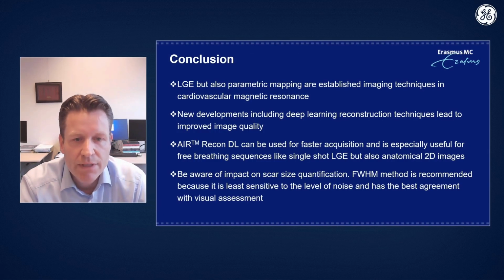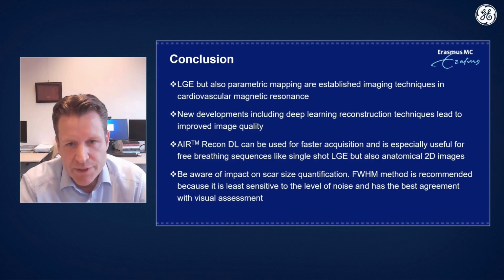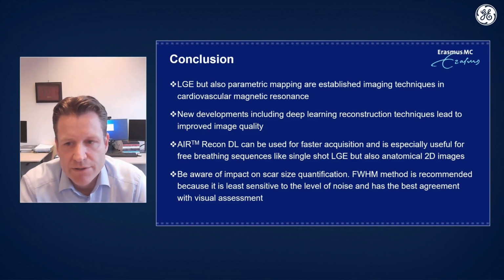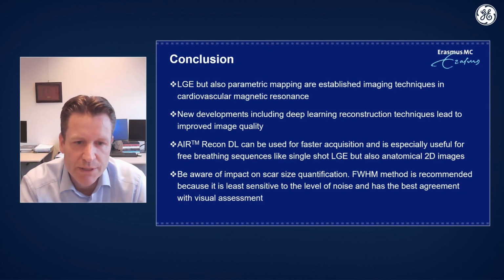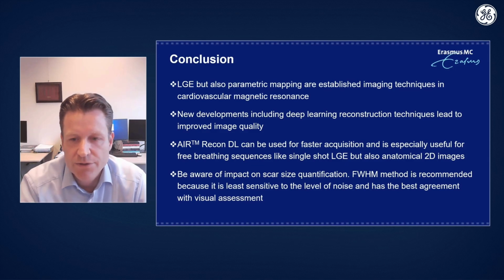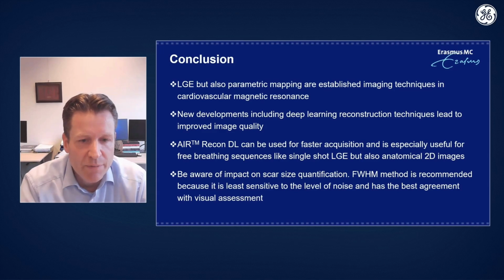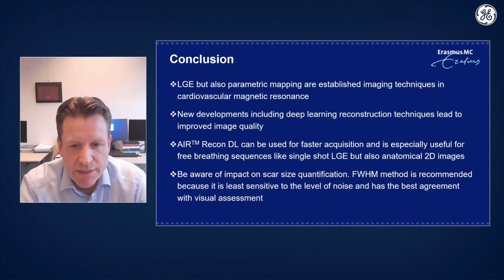So I would like to conclude that late gadolinium enhancement, but also parametric mapping, are established imaging techniques in cardiovascular magnetic resonance imaging. However, new developments, including deep learning reconstruction techniques, lead to improved image quality. Deep learning reconstruction can be used for faster acquisition and is especially useful for free reading sequences like single-shot late gadolinium enhancement, but also anatomical 2D images. However, be aware of the impact on, for example, the scar size quantification, which I showed in our paper.